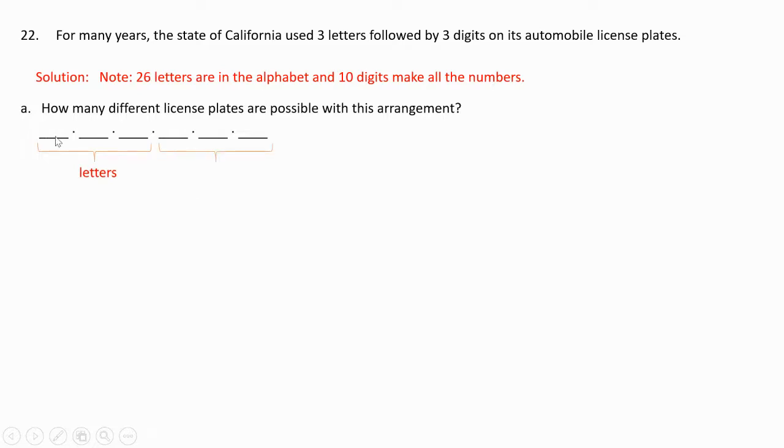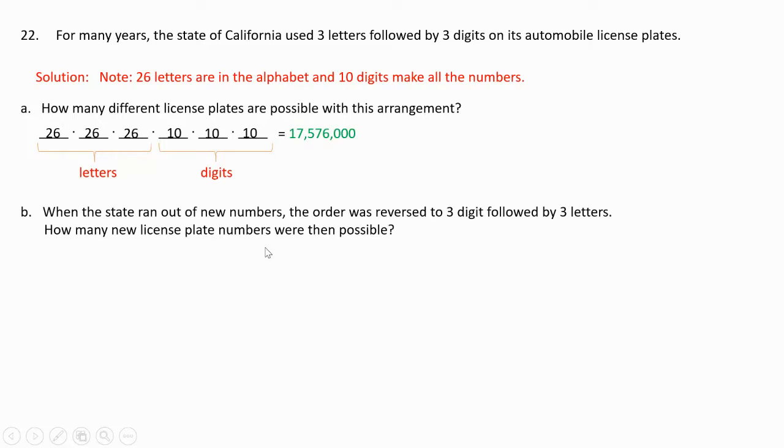So how many letters are in the alphabet? It's going to be 26, right? And here, guys, they don't give you a restriction, so it'll be 26 times 26 times 26, and 10 times 10 times 10. You multiply them out, and that's the result, which is something like 17,576,000.